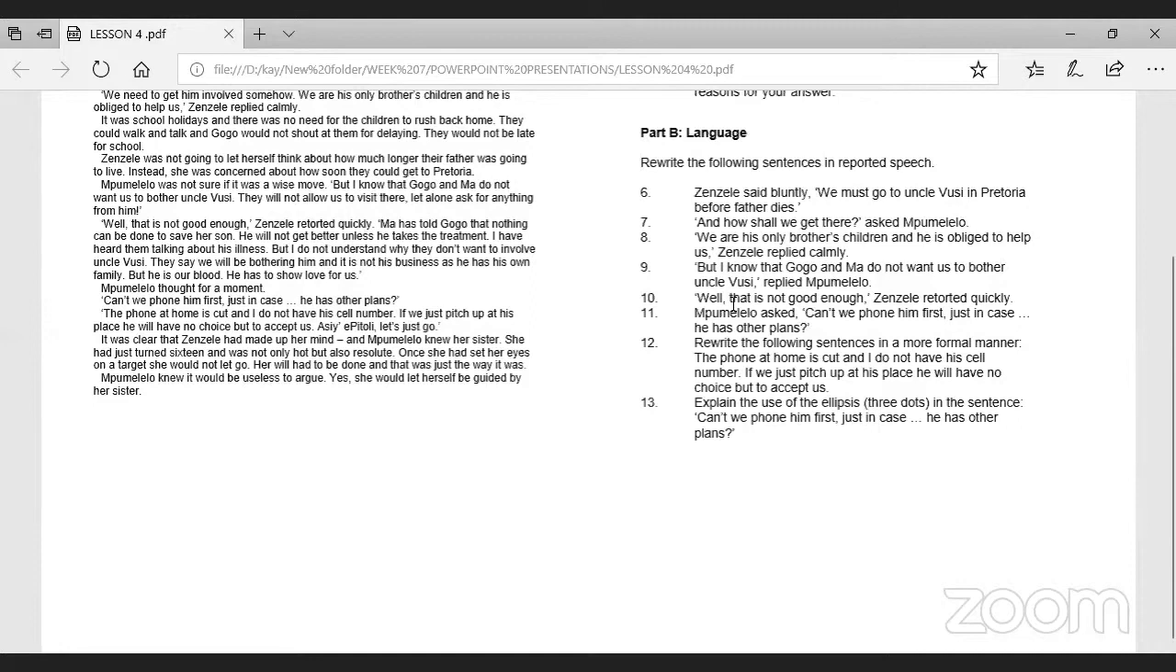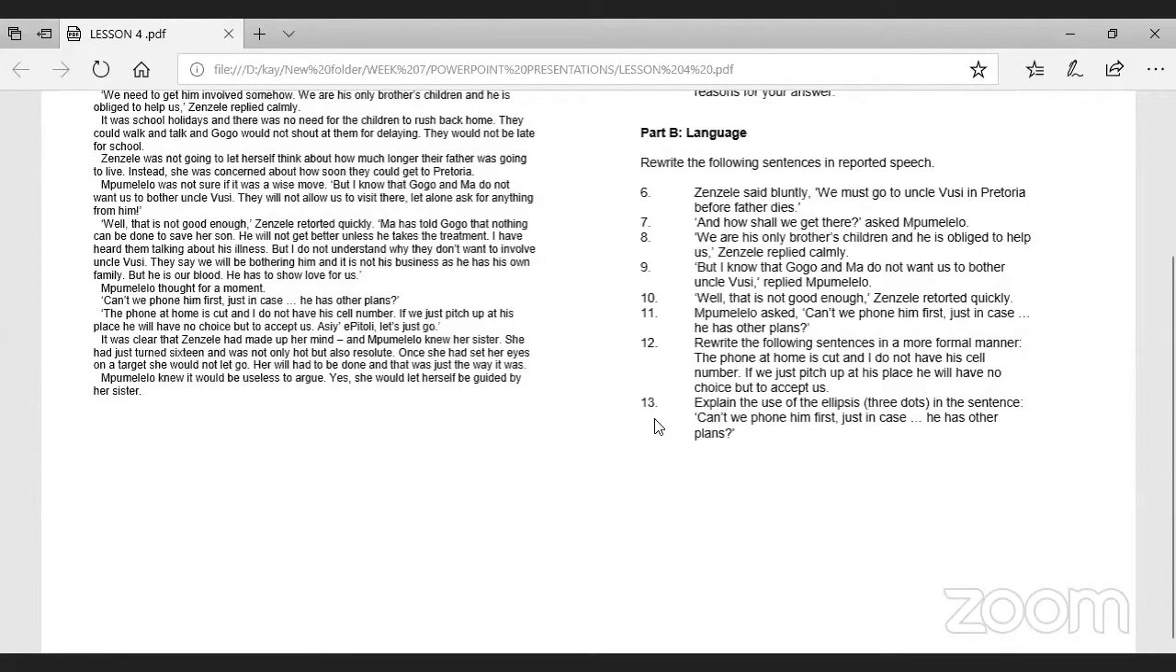Okay, number 10. Sorry, let's first see number 10. You would say Zenzele retorted quickly that she was not good enough. Then number 11. Okay, so we are going to mark from number 6 to number 11, okay? I am going to give you number 12 and 13 as homework because I really want to hear your responses, okay?